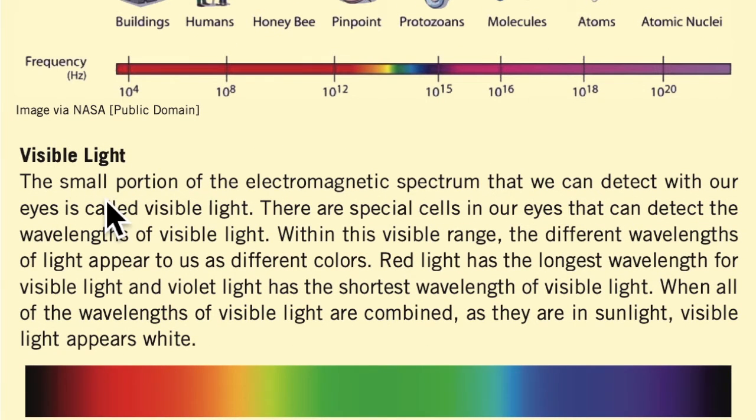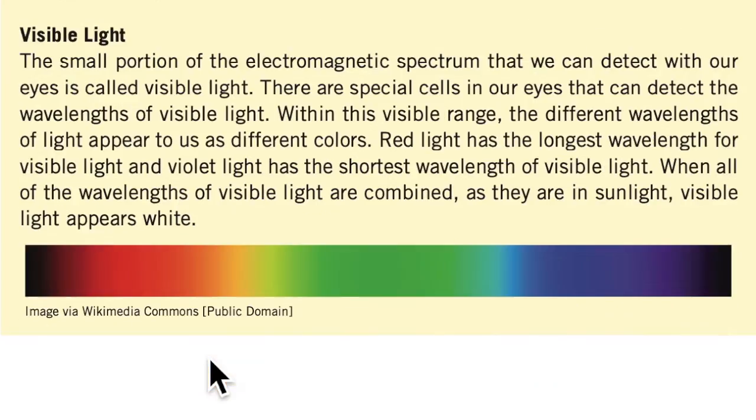Visible light. The small portion of the electromagnetic spectrum that we can detect with our eyes is called visible light. There are special cells in our eyes that can detect the wavelengths of visible light. Within this visible range, the different wavelengths of light appear to us as different colors. Red light has the longest wavelength of visible light, and violet light has the shortest. When all the wavelengths of visible light are combined, as they are in sunlight, visible light appears white.